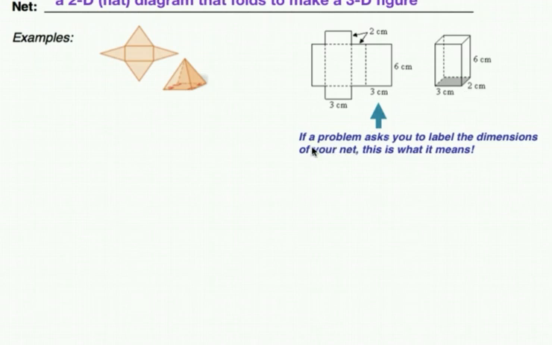This is an important note. Sometimes on your homework or in quizzes, you'll have a question that asks you to label the dimensions of your net. To label the dimensions really just means to label how long each section of your net is. For example, this section's 3 centimeters long, this section's 6 centimeters long. Dimensions really just refers to things like length, width, and height of a shape like this.